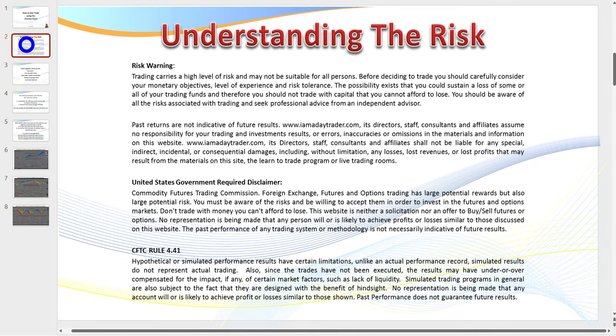So first of all, understanding the risks, you know the drill. You can always pause the recording to read the disclaimer.